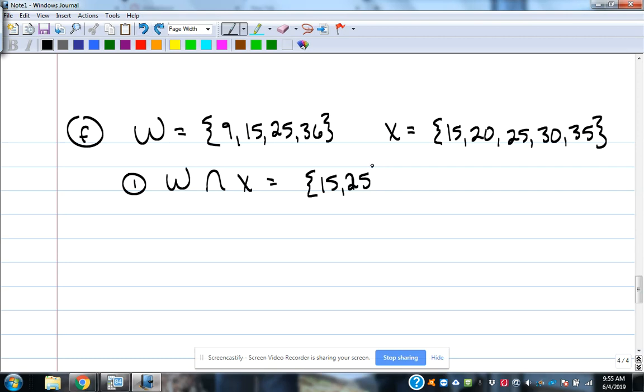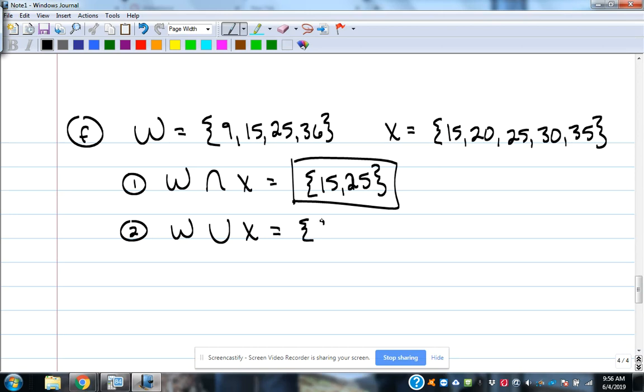Oops. Curly braces are not working today. There we go. And then obviously the second question is going to be the union of those two. So go through there, and we know we're not going to have to list 15 and 25 twice, just once. So the union is just put everybody in the pool. So 9, 15, 20, 25, 30, 35, and 36.